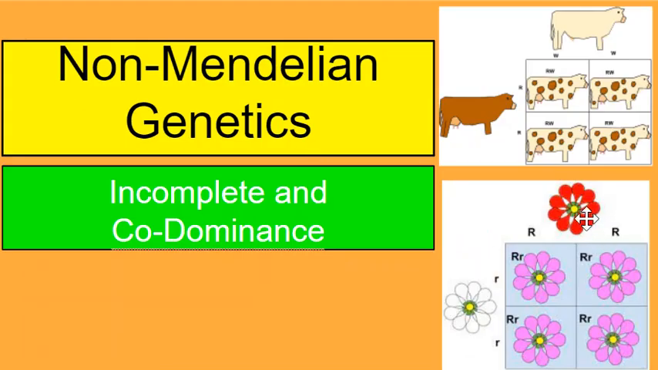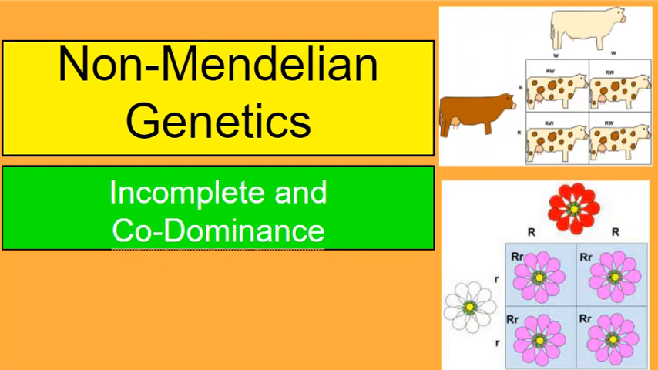Let's review. Incomplete dominance is when the colors mix. For example, in flowers, if red mixes with white, it comes out pink. You get pink flowers. Co-dominance is when you see both colors together. So, a white cow and a brown cow would end up with white and brown spots because you see both colors together. It could be spots, it could be stripes, it could be speckled, but you see both colors. There is no mixing, just both colors.